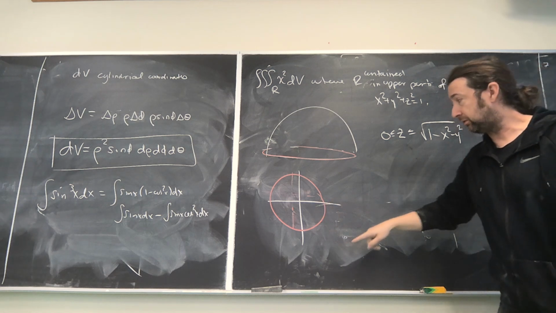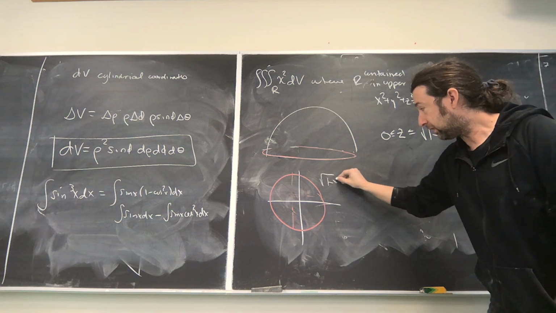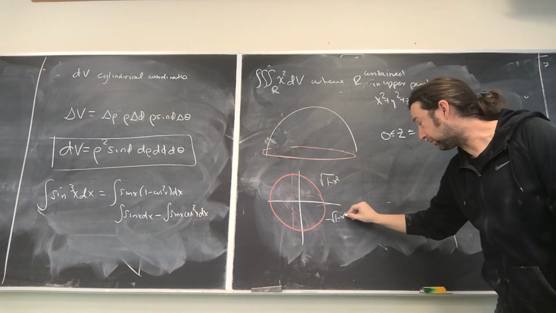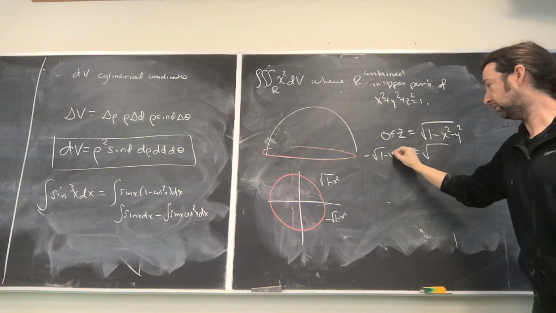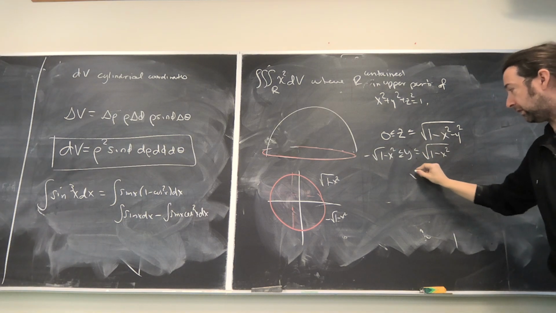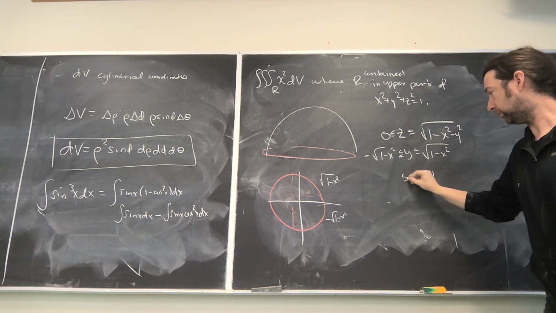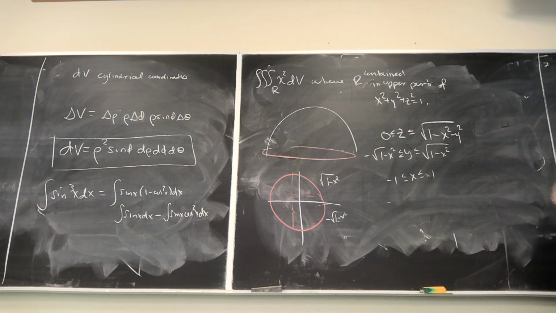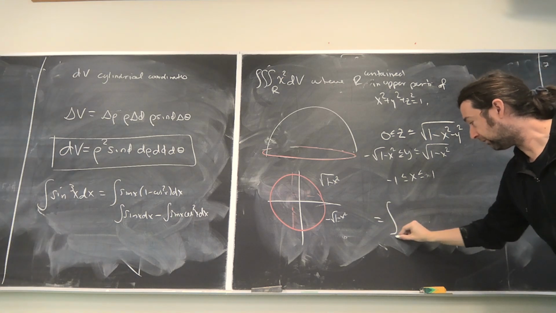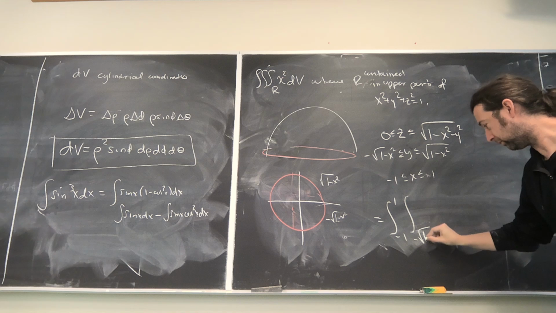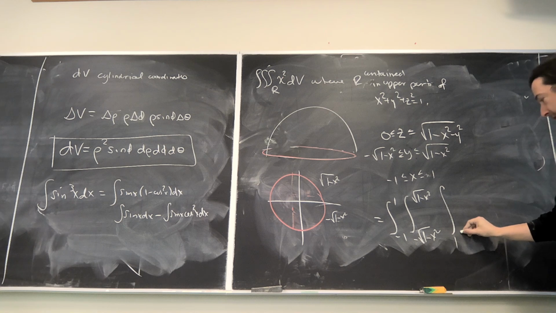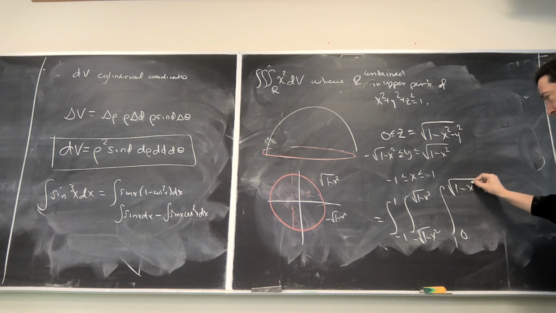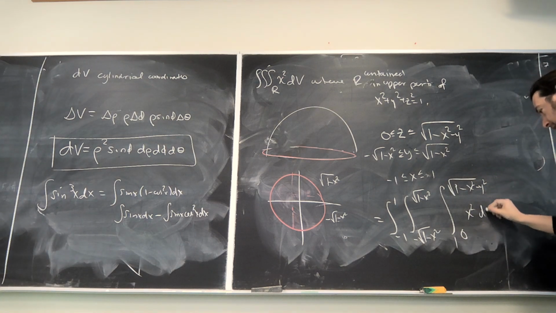And then you think about this region and you go, that's the square root of 1 minus x squared, and that's minus the square root of 1 minus x squared. So the y values run from the lower circle to the upper circle. And then the x values go between minus 1 and 1. And so that integral is equal to the integral from minus 1 to 1 of the integral from minus the square root of 1 minus x squared to the square root of 1 minus x squared, and then the integral of 0 to the square root of 1 minus x squared minus y squared, x squared dz dy dx.